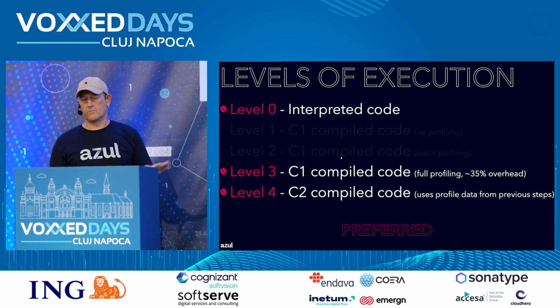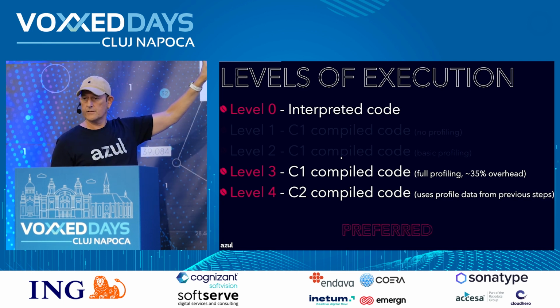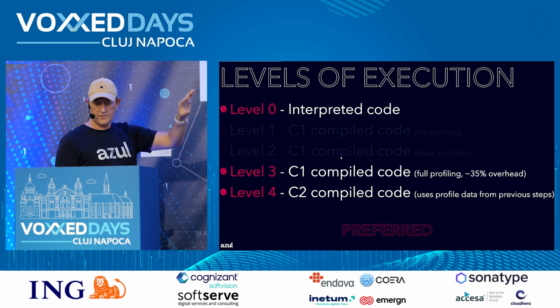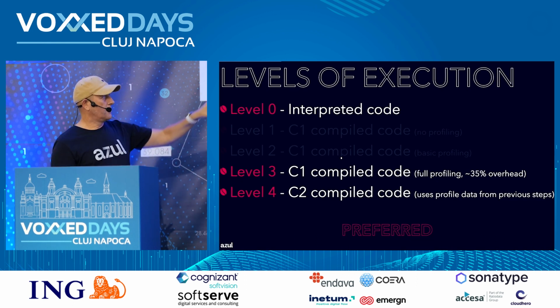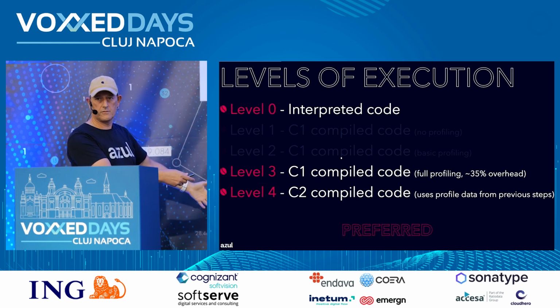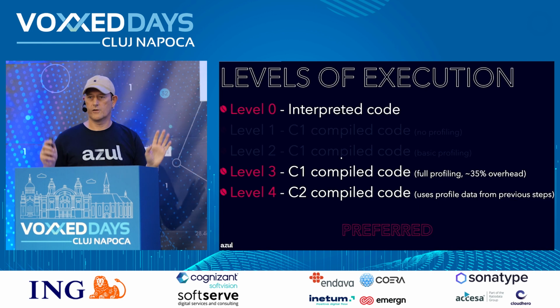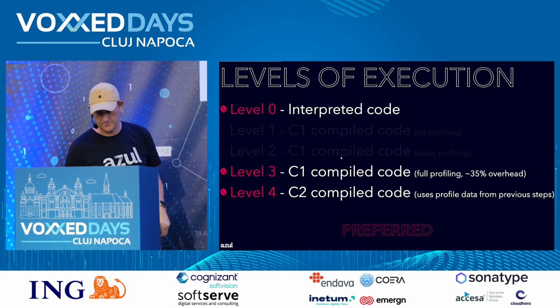Usually what's used, or what is the preferred way of using it, is we have the interpreted code level 0, then it gets into level 3, C1 compiled code, including profile information, and then this profile information will be used in the C2 compiler to further optimize the code. That's the preferred way of doing it. You don't have to remember that, it's just the information on the side.